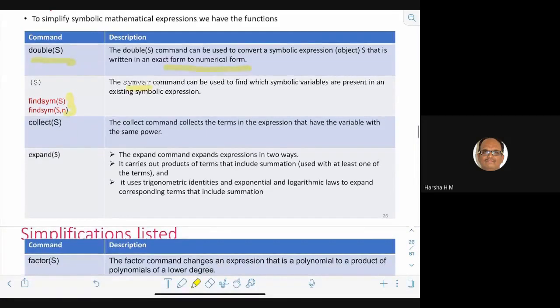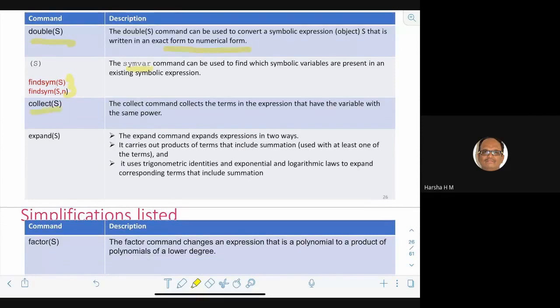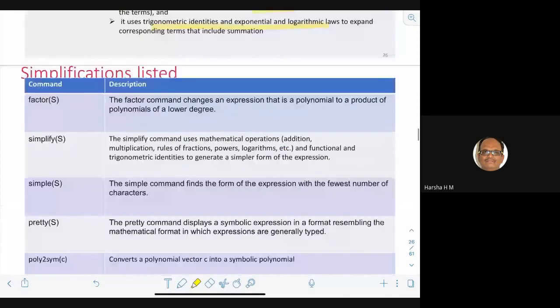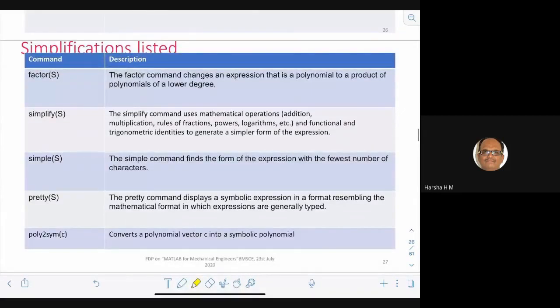And then the collect command is used to collect terms with the same power. The expand command expands in two ways. It carries out the product, including summation. It also uses trigonometric identities, and exponential and logarithmic laws. There are some more commands called factor, simplify, simple, pretty, and poly2sym.